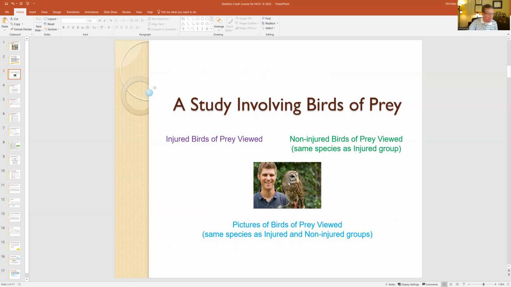Group number two, a series of audiences got the same species of birds of prey, the same kind of owl or hawk or falcon, but these birds had no visible injuries, nothing physically wrong with them that you could see. Many of them were imprinted or raised in captivity and were being used as a teaching tool. So you had a group of birds, same species, that had no visible injuries, non-injured, we're going to call them.